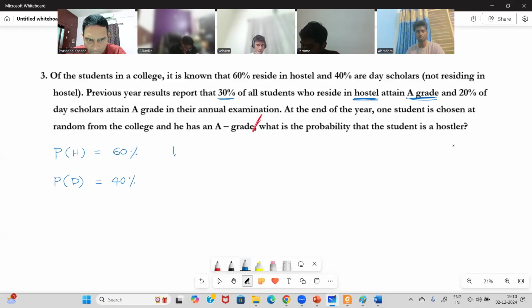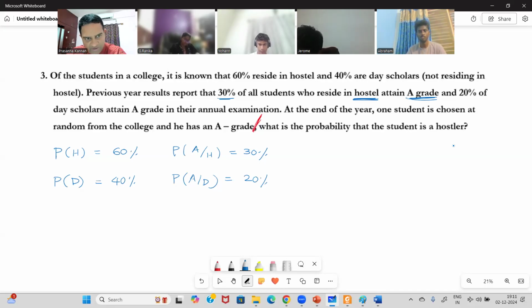Probability that a student gets A grade given that he is in hostel. Is it right? Yes, sir. Now tell me the other one. Given that he is a day scholar, what is the probability that he is an A grade student? P of A given D. Yeah, very good. A given D. And what is that going to be? 20%. Yes.